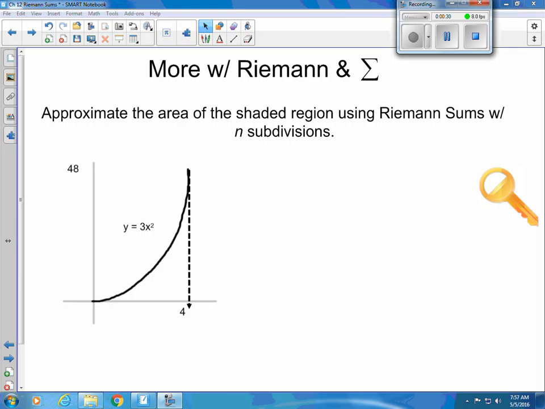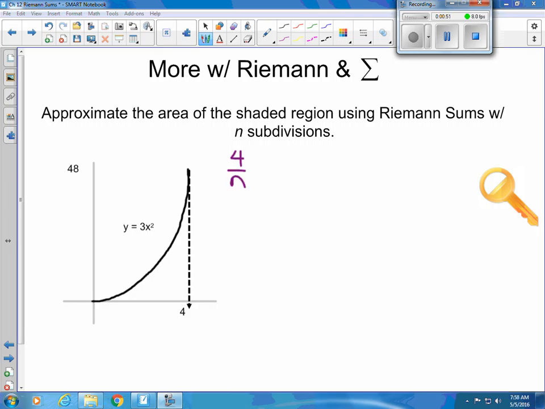So we're going to start with y equals 3x squared, and we want to do n subdivisions. As we're doing this, what's our first step that we have to do every single time? And yes, you can answer. I know that they're not hearing you, but it's okay. What is the answer to that? How long is that interval? It's 4. So we're going to do 4, and I'm going to divide it by n.